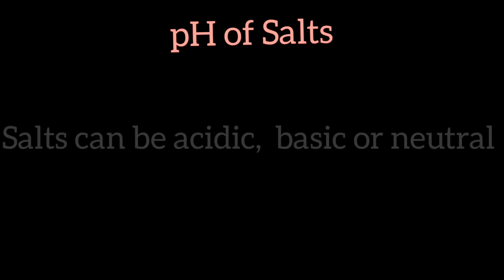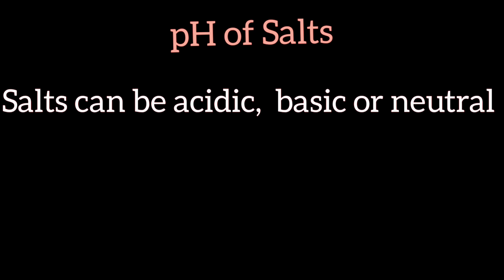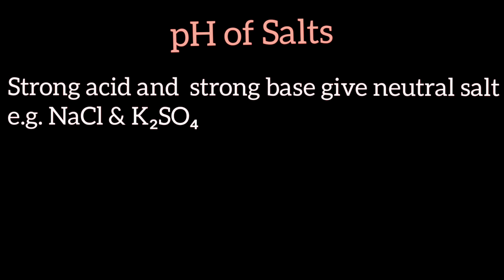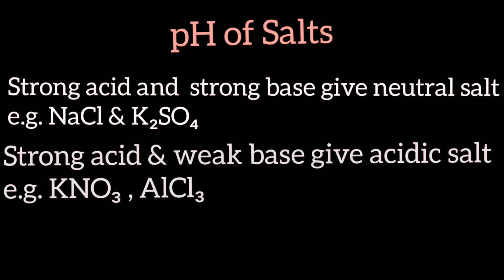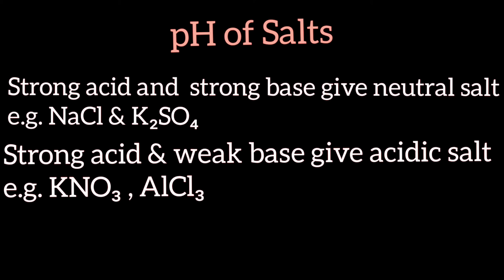Now I'll talk about pH of salts. Salts can be acidic, basic, or neutral. Salts formed from a strong acid and a strong base are neutral in nature. So they have pH 7. For example, sodium chloride and potassium sulfate. Salts formed by the reaction of a strong acid and a weak base are acidic in nature. So they have pH less than 7. For example, potassium nitrate, aluminium chloride, etc.